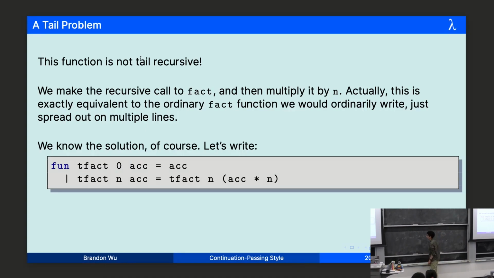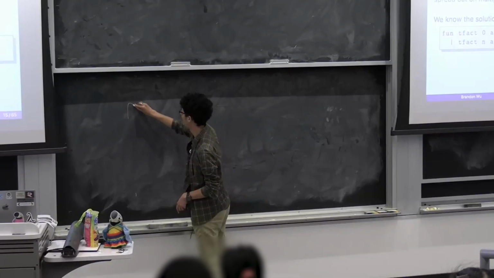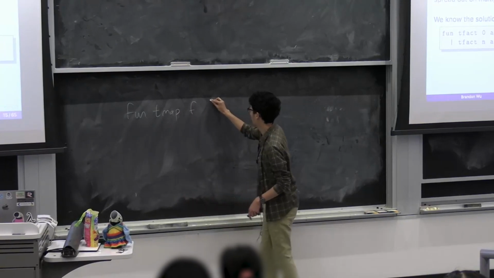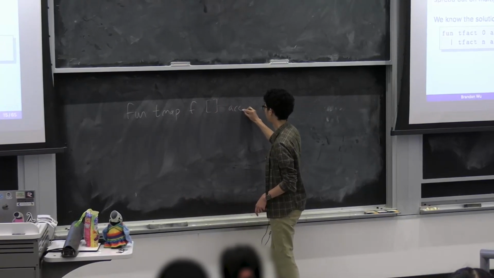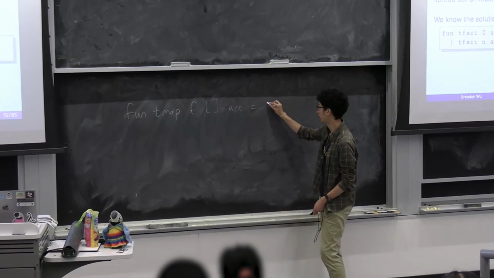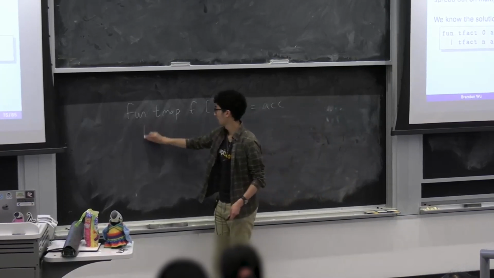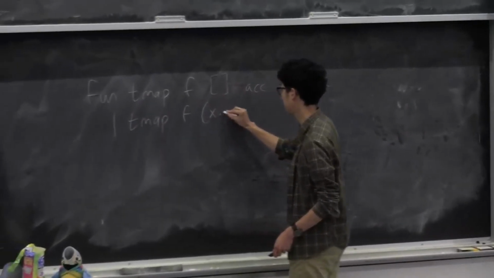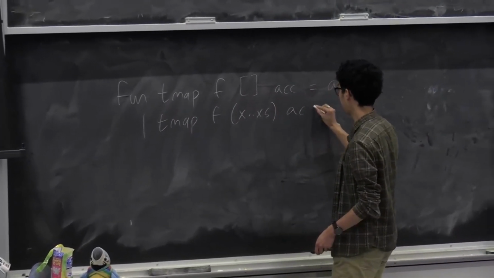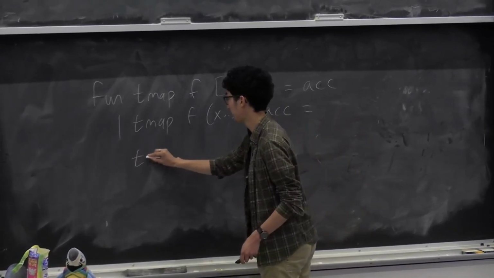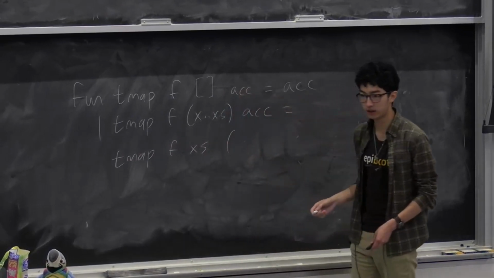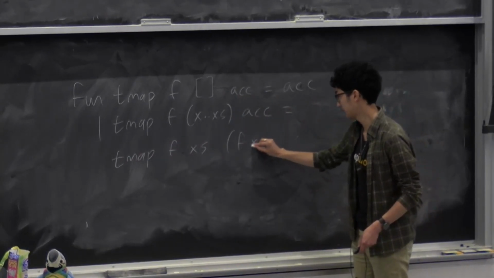So let's try to do that, but let's do it differently. Let's do a tail recursive map. So f, l, and then an accumulator, right? At my base case, I'm going to return my accumulator. In my recursive case, I take in f, I take in x cons xs, I take in acc, and I'm going to evaluate this to tmap of f of xs, where in my accumulator I cons f x to it, right?